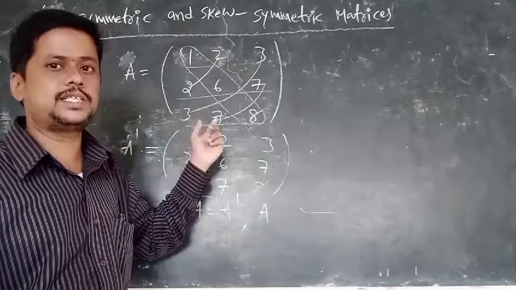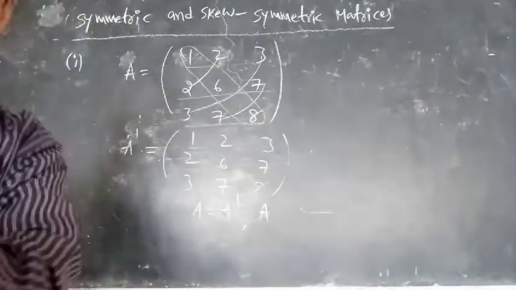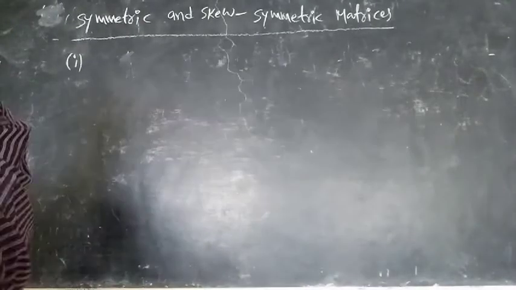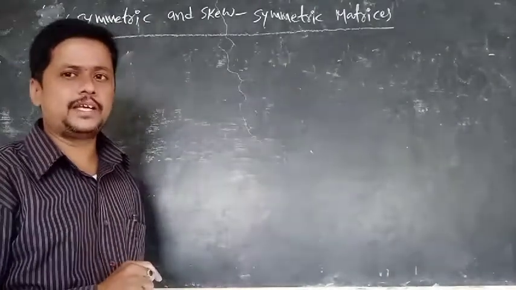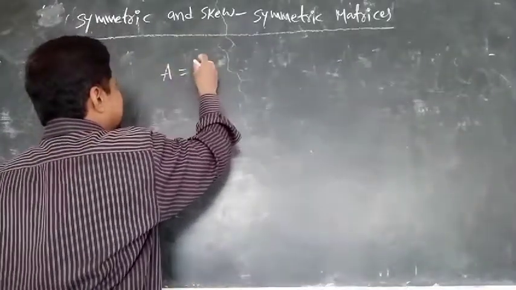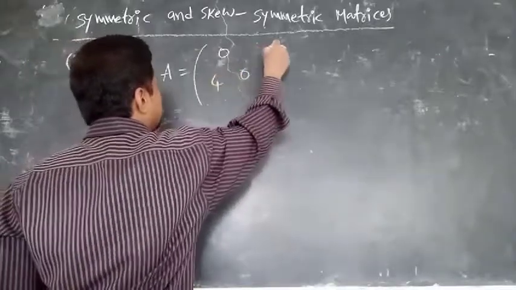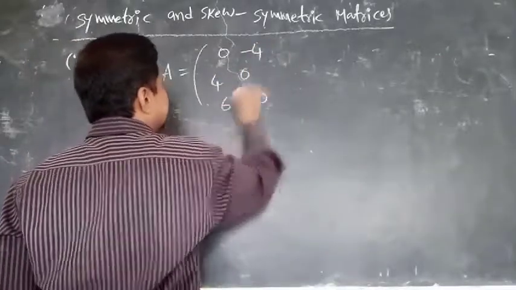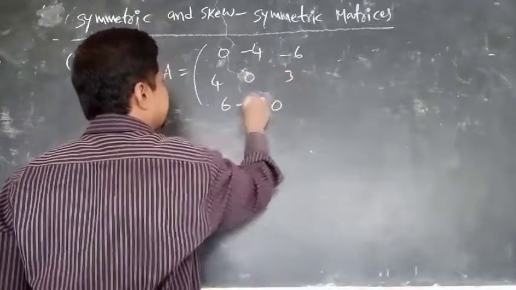Now this is a symmetric matrix. Understood? We will move to the skew symmetric matrix. See what a skew symmetric matrix is. Let us consider matrix A: 0, 4, 6 in the first row; minus 4, 0, 3 in the second row; minus 6, minus 3, 0 in the third row.